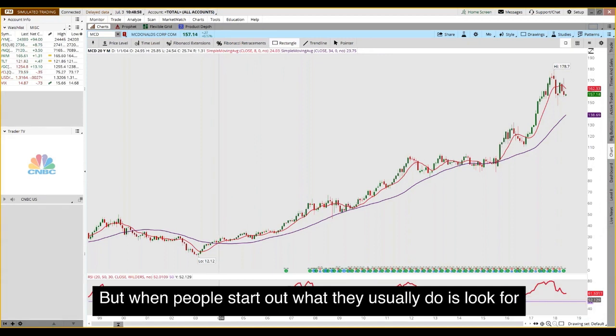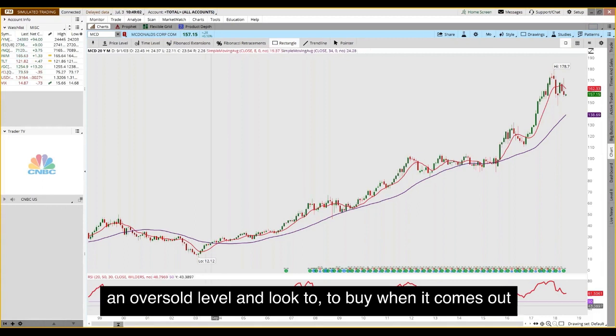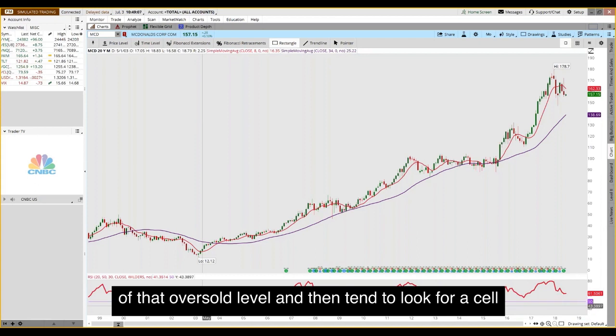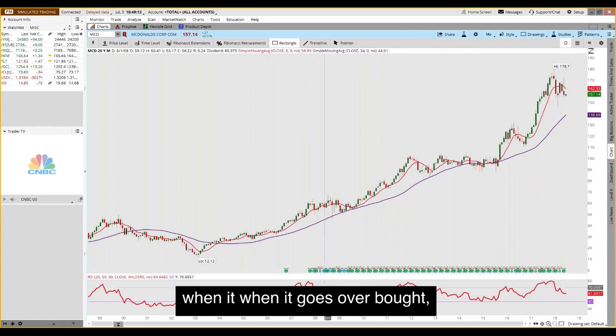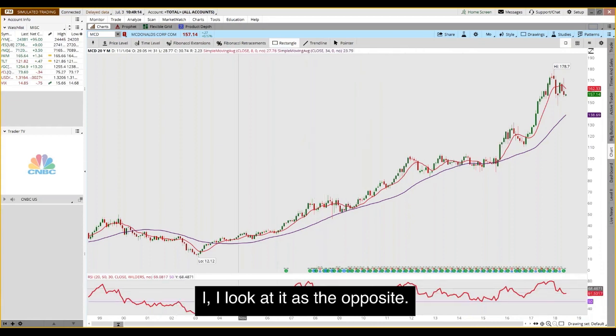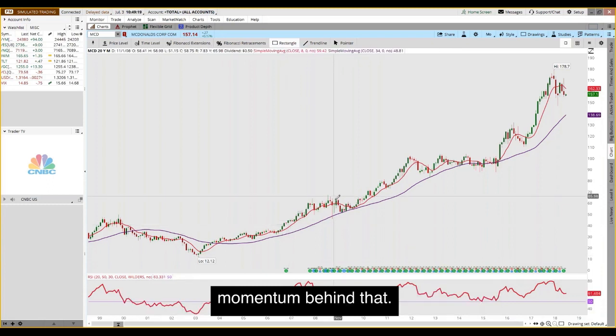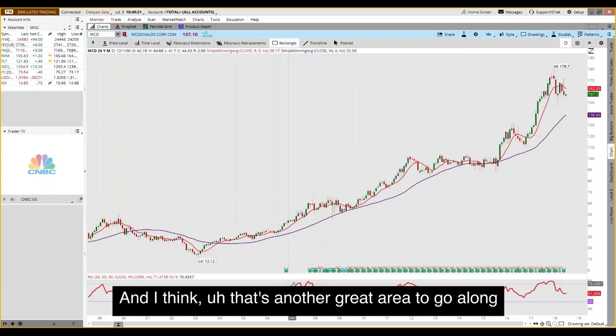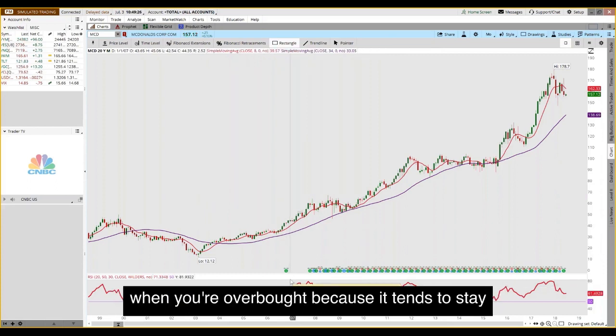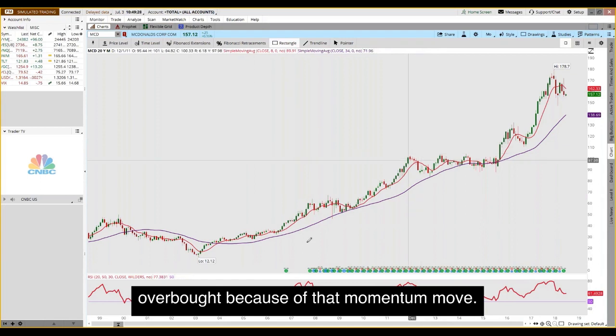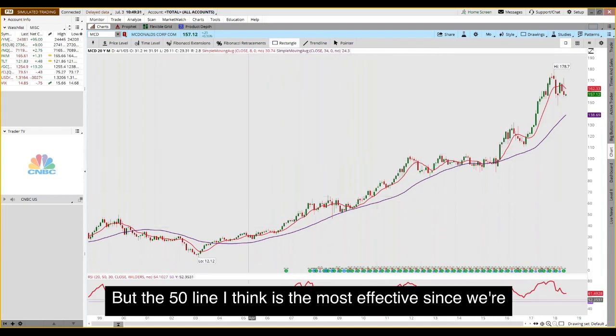But when people start out, what they usually do is look for an oversold level and look to buy when it comes out of that oversold level, and then tend to look for a sell when it goes overbought. I look at it as the opposite. If you can go overbought, it means there's a lot of momentum behind that. And I think that's another great area to go long when you're overbought, because it tends to stay overbought because of that momentum move. But the 50 line, I think, is the most effective.